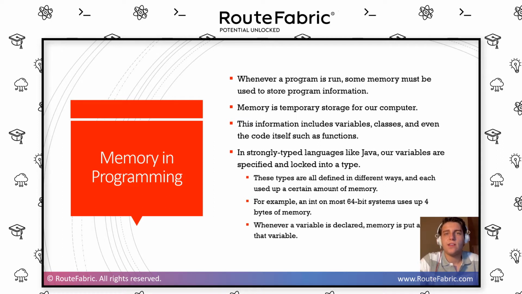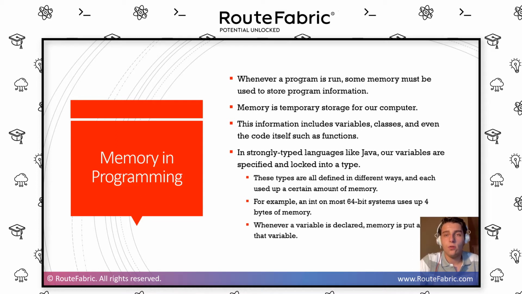The reason we need to specify type is because these types are all defined in different ways, and each type uses up a certain amount of memory. So when we're declaring a variable and we specify its type, what we're really saying is we're telling the JVM, hey, this is what I want this variable to be, so put aside enough memory for that. Let's say we have an integer, which is a number, and a string. A string can be very long, and an integer is just a number. They both have their own type, and we can't interchange them, because then we'd have to switch memory around all the time. As such, whenever we create a variable, we have to specify its type.